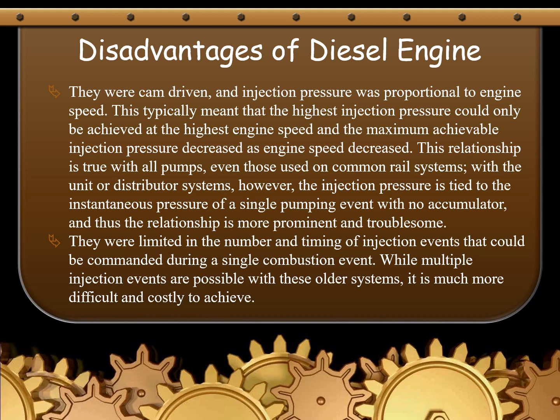This is a relationship of all the pumps, even those used for common rail systems. In this unit distributor system, the injection pressure is tied to the instantaneous pressure of the single pumping event with no accumulator, and thus the relationship is more predominant and troublesome. There is a limited number of timing options for injection events. Multiple injection events during a single combustion event are possible with these older systems, but much more difficult and costly to achieve.